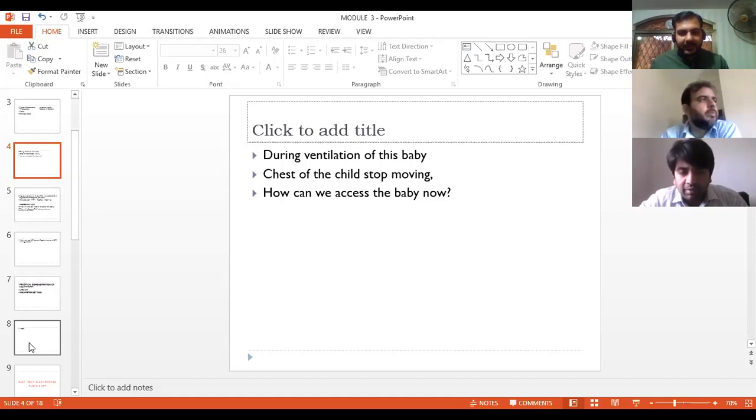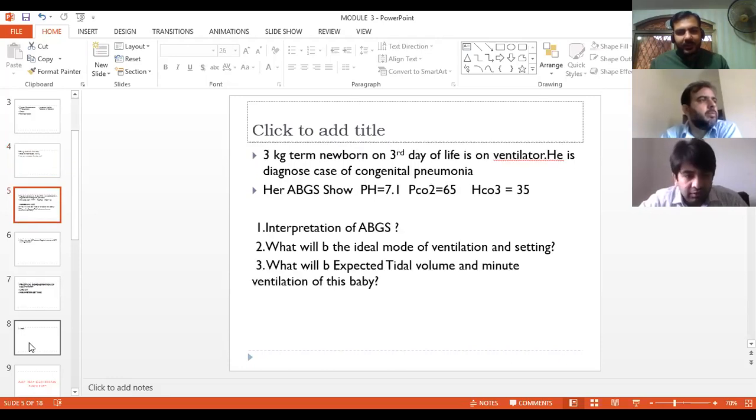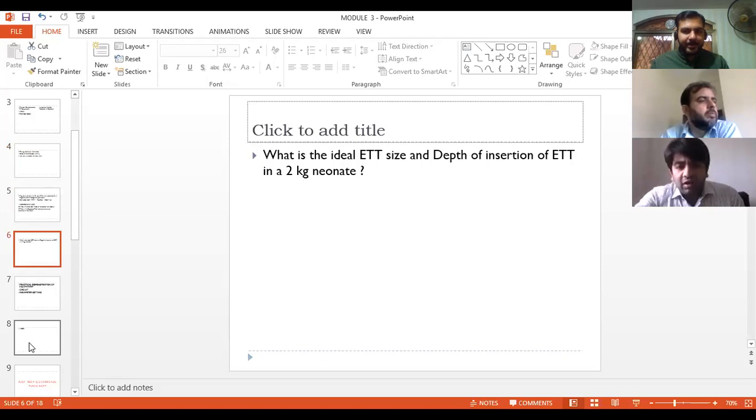So you will remember a mnemonic DOPE: displacement, obstruction, pneumothorax, and extubation. What is the ideal ETT size and depth of insertion of ETT in a 2 kg baby? So we will discuss this in the second part of this module.